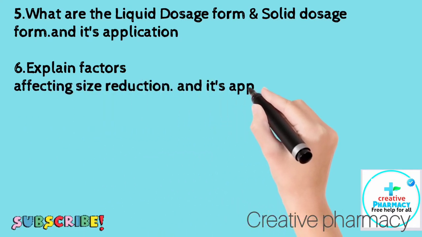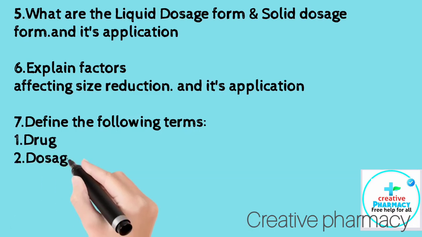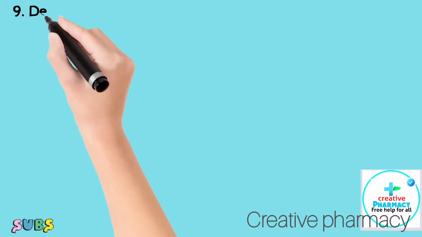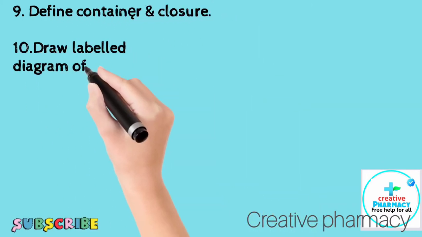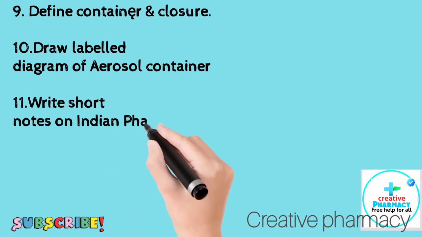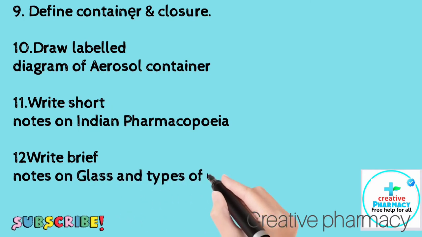7. Define the following terms. 1. Drug 2. Dosage form 3. Syrup 4. Cream. 8. Classify immunity. 9. Define container and closure. 10. Draw labelled diagram of aerosol container. 11. Write short notes on Indian Pharmacopoeia. 12. Write brief notes on glass and types of glass.